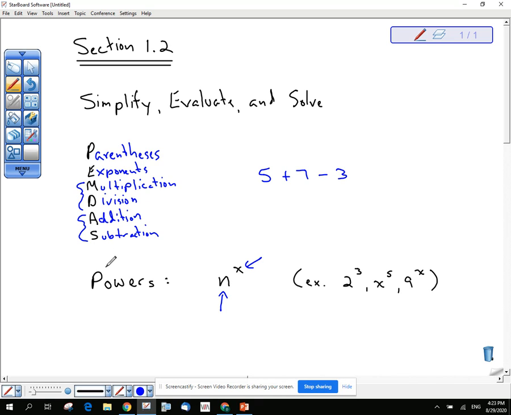Okay, and then the only other part to note before we run through some examples is powers. Here I have n to the x, and then I have some examples. 2 to the third, we should be able to simplify that. That means 2 times 2 times 2, which would be 8. x to the fifth is another example. 9 to the x is yet another example of an exponential, and we'll talk about those in, I think, chapter 8, if I remember right. Anyway, the anatomy of a power is that this number is the base, a number or variable, and this is called the exponent, as mentioned above in PEMDAS. Okay, so let's look at some examples.